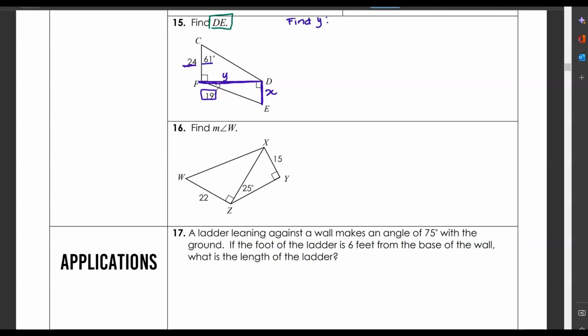So to find the value of y, I'm going to use this angle here that I'm given, which is the 61 degrees. And so notice, because I don't know the hypotenuse, but I'm looking for the opposite side, and I have the adjacent side. This tells me that the best trig function to use is going to be tangent. So I'm going to take tangent of 61 degrees is going to be equal to my y value over 24. So I'm going to go ahead and multiply 24 to both sides, so I get 24 times tangent of 61 degrees equals y. Let's go ahead and plug that into our calculator.